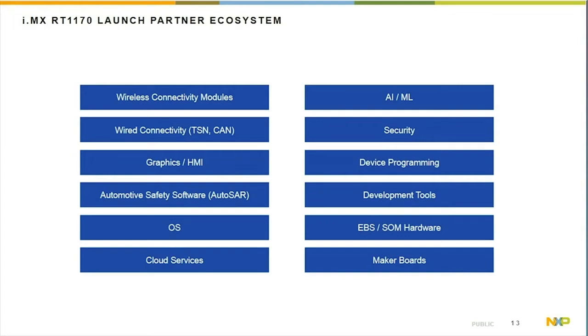We do have OS partners, as well as cloud services, AI/ML, or machine learning solutions, leveraging all the on-chip resources that the i.MX RT1170 offers. We've got that security solution on chip, as well as there's some security partners that if you need even more capabilities, you can use one of our partners. And then we've got the device programming, development tools, hardware, and maker boards covered. And all this you can find on NXP.com on the RT1170 webpage.